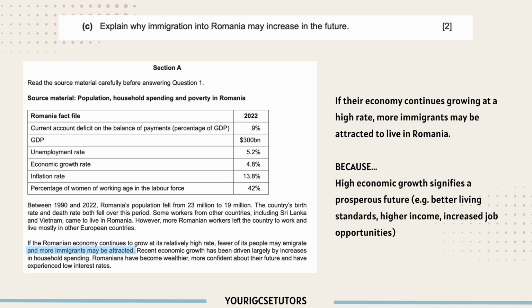to live in Romania. This may be because high economic growth usually signifies a very prosperous future, which is a future that people are more confident in. High economic growth is usually associated with better living standards or higher income and increased job opportunities. So obviously people from other countries may be more attracted to come into Romania. So this is why immigration into Romania may increase.